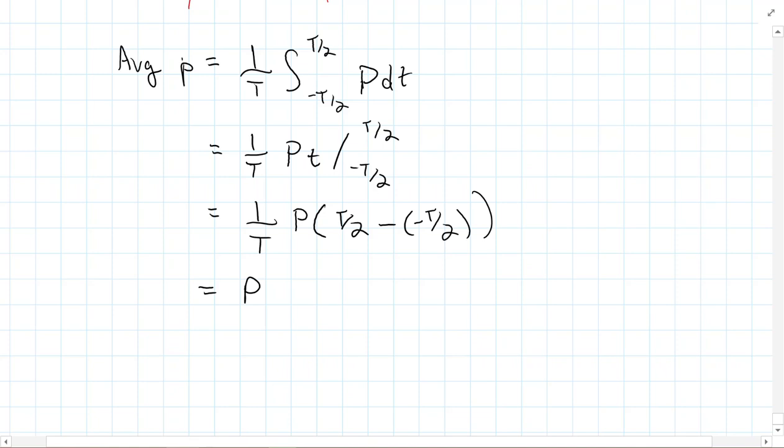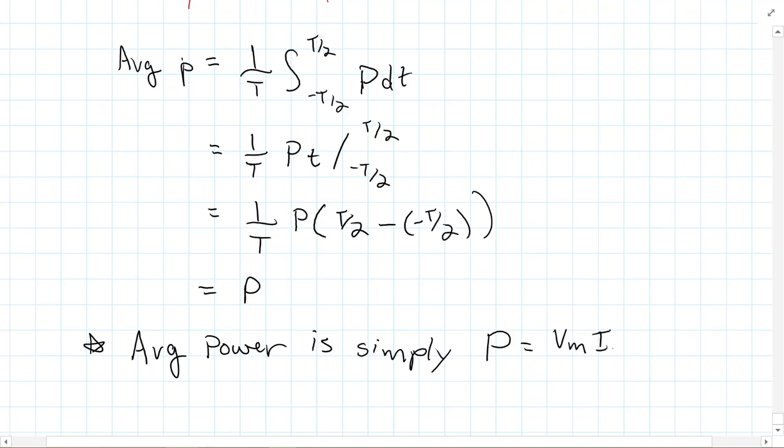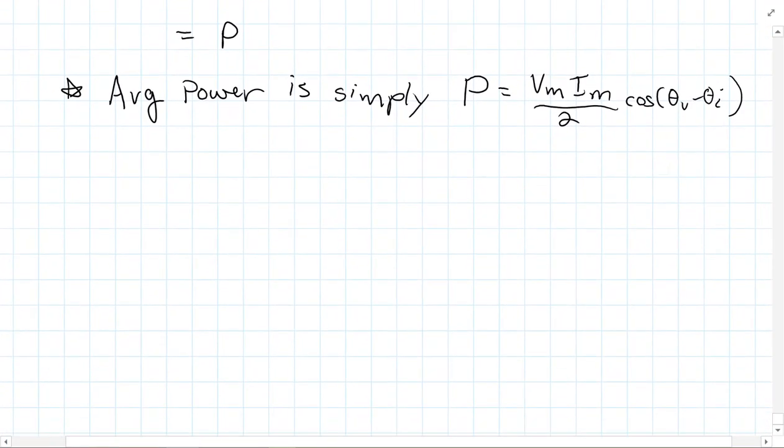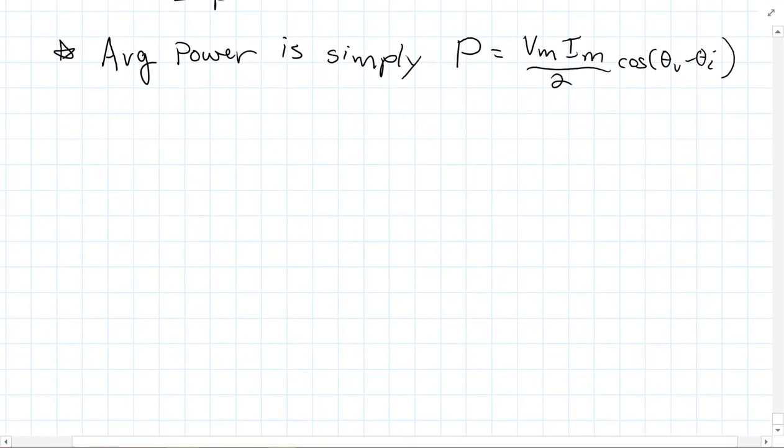Now why is that important for us here? Well, that means the average power is simply capital P, which remember was Vm Im over 2 cosine of theta v minus theta I. So that's what my average power is. Okay, great. So that's the average power coming out of our outlets, or whatever the AC signal is. So that's great.